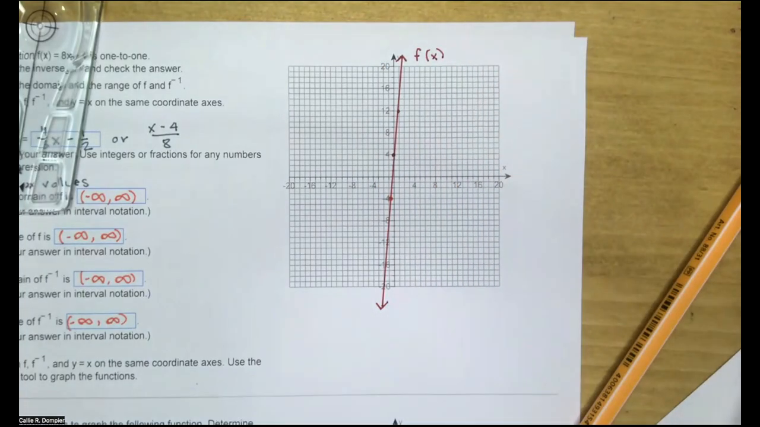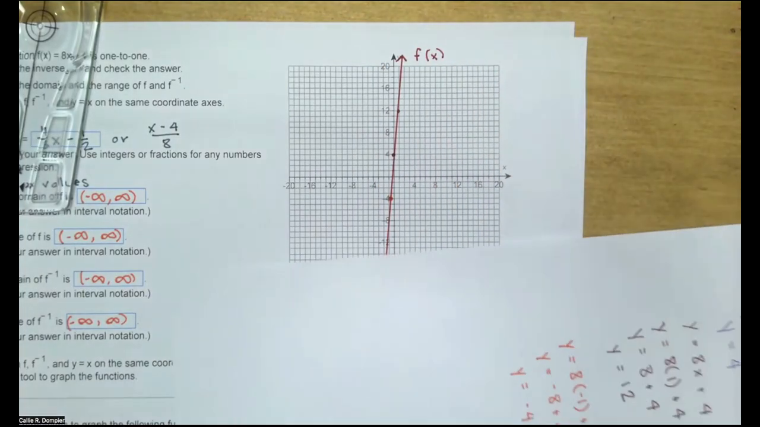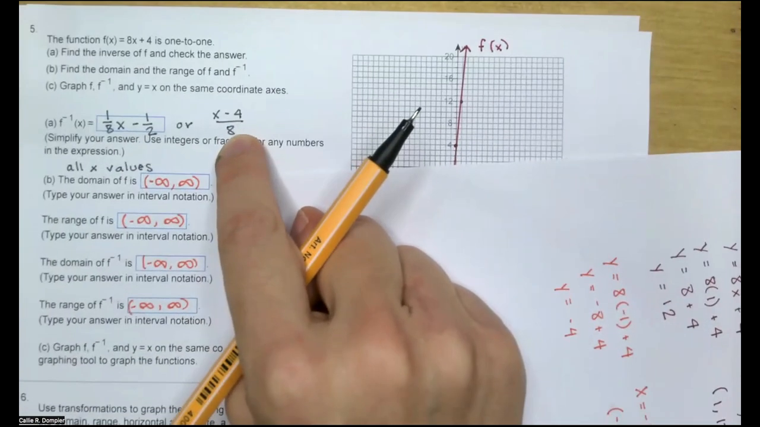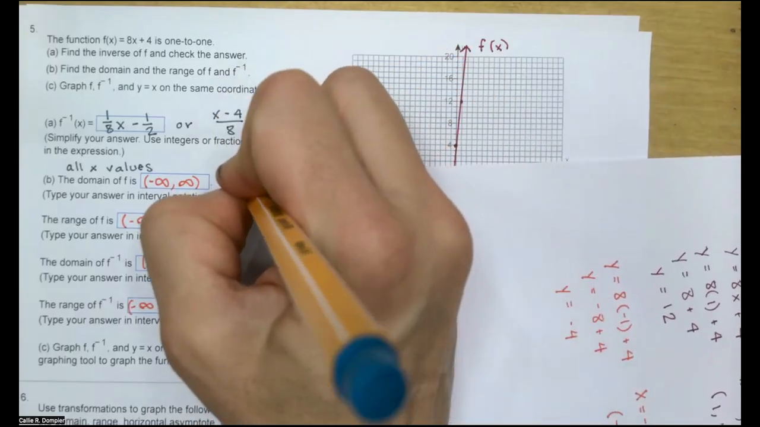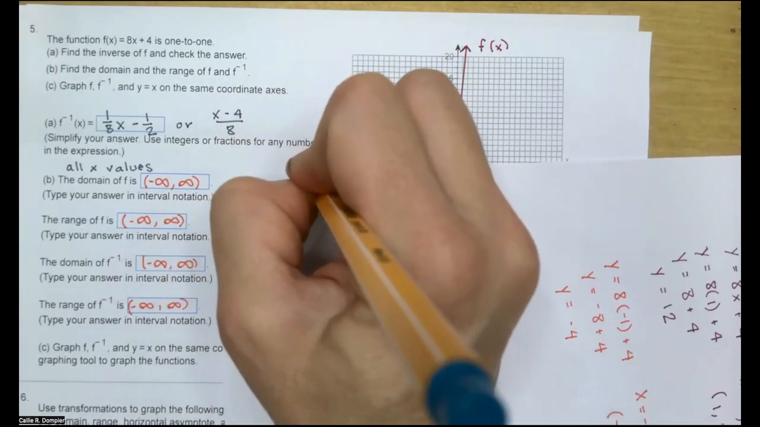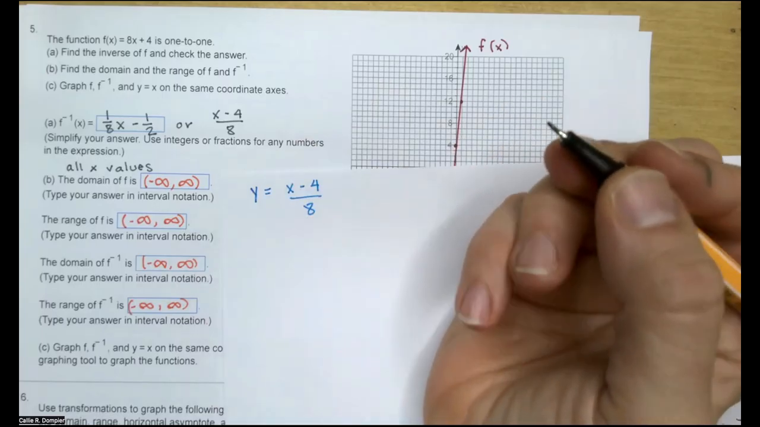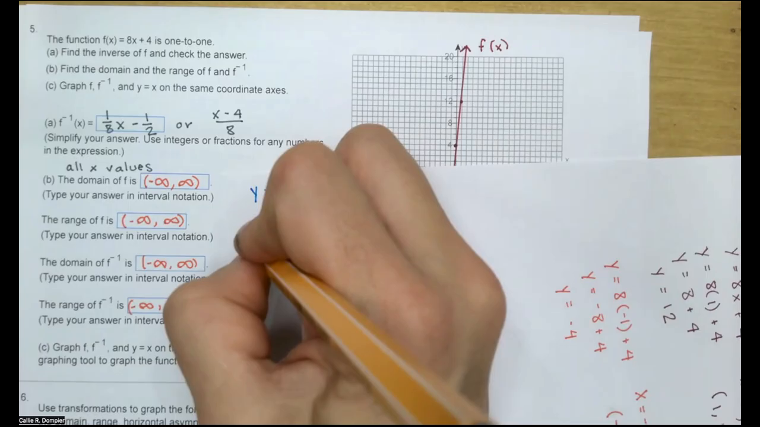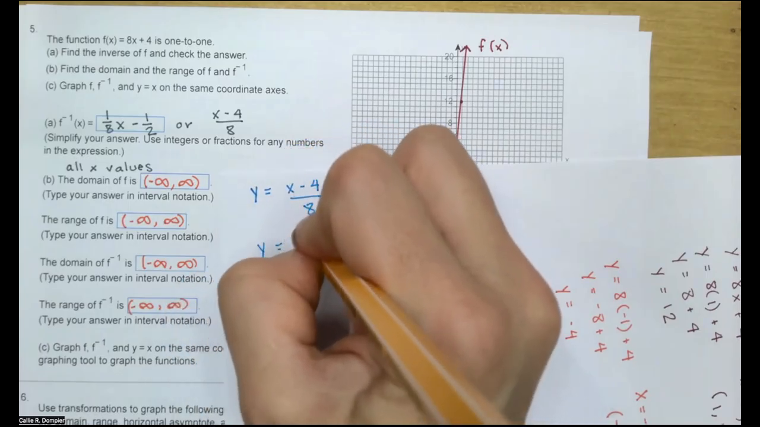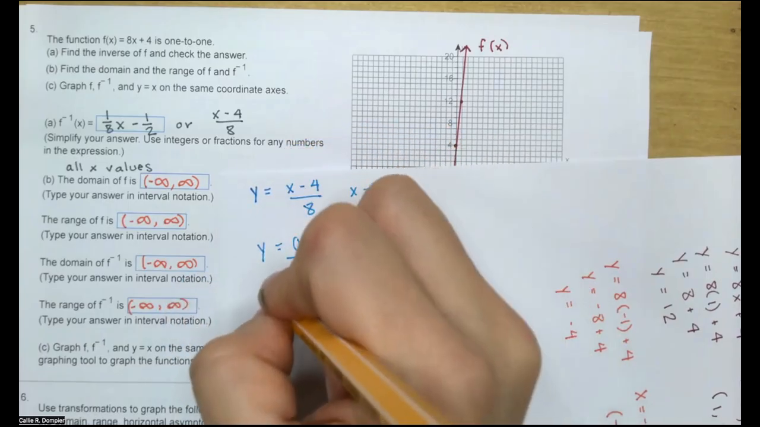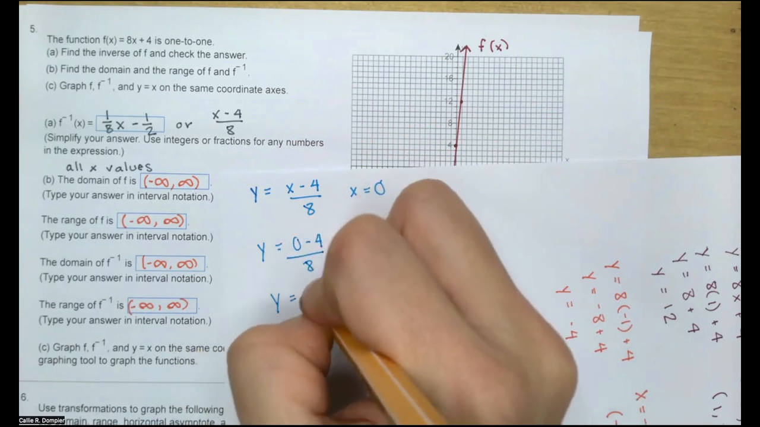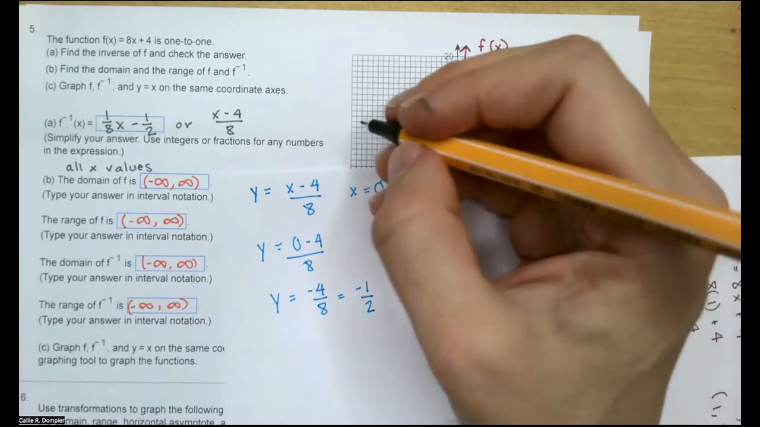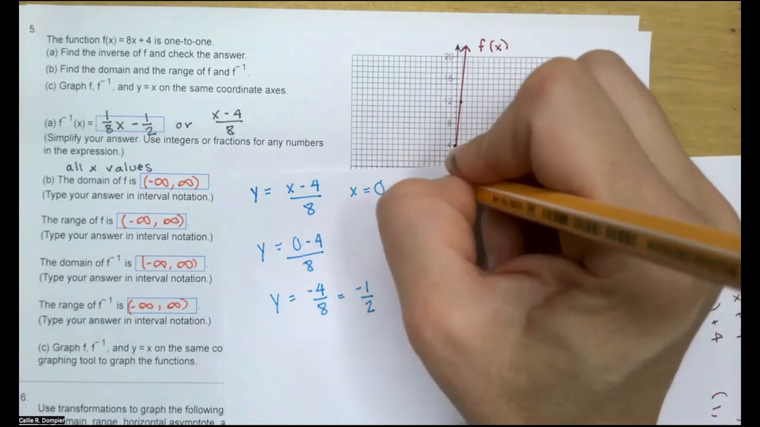Now we need to do the inverse function. So we're just going to take that same fraction that we found. I think it might be easier to use this one if we're just solving for y. So we have y equals x minus 4 over 8 when x is equal to 0. Good? Y equals 0 minus 4 over 8. Y equals -4/8, which is -1/2. So when x is equal to 0, y is equal to -1/2.